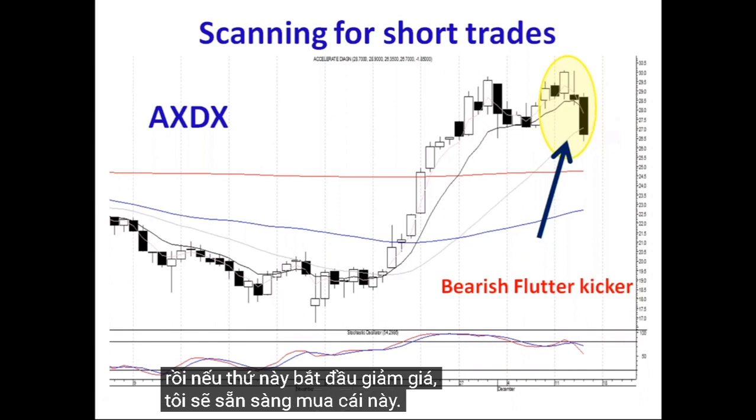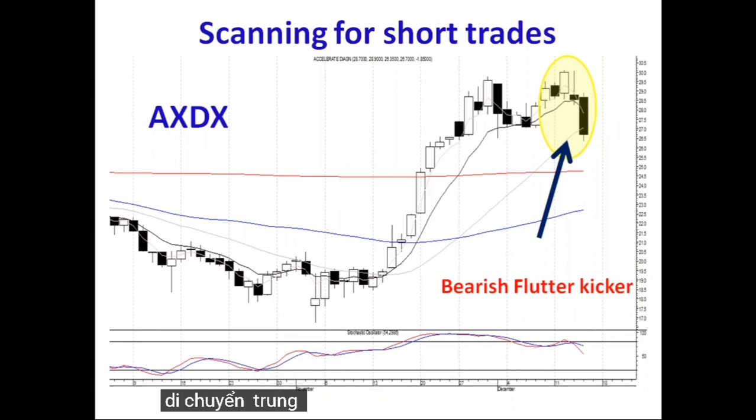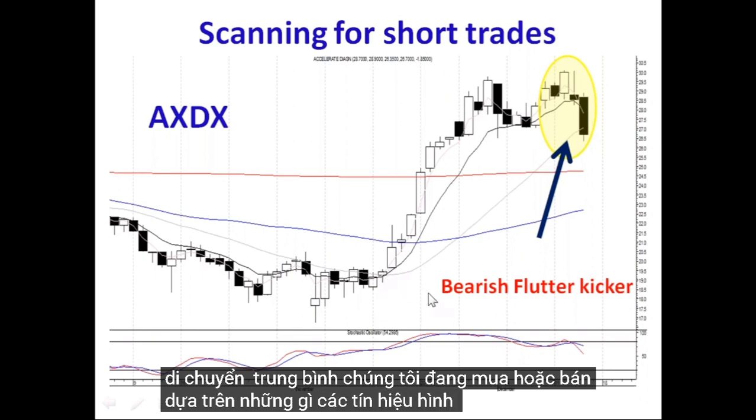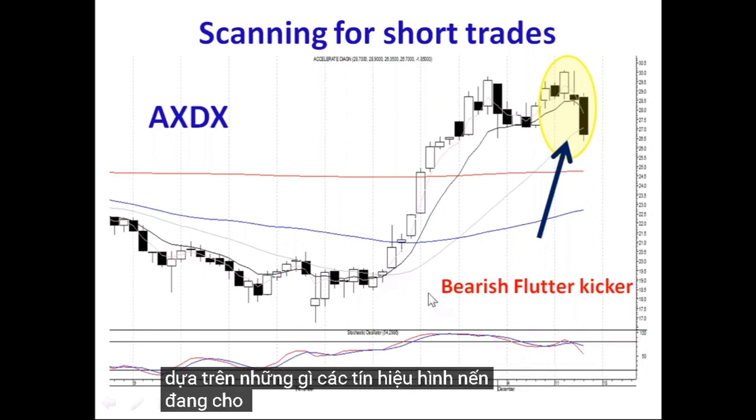We're not, Harpreet, we're not buying or selling the moving averages. We're buying or selling based upon what the candlestick signals are telling us.